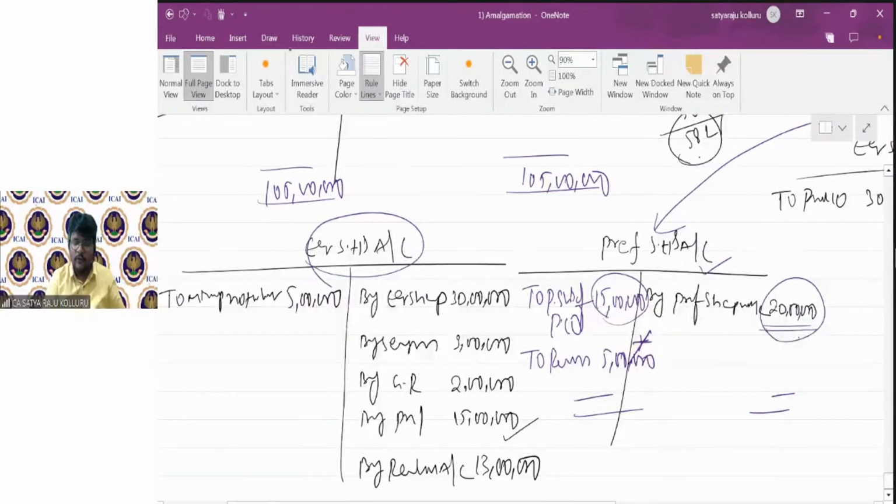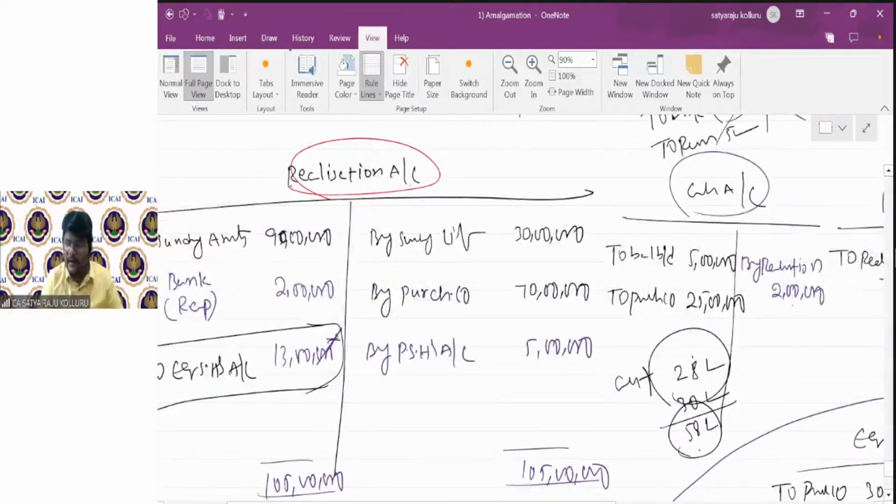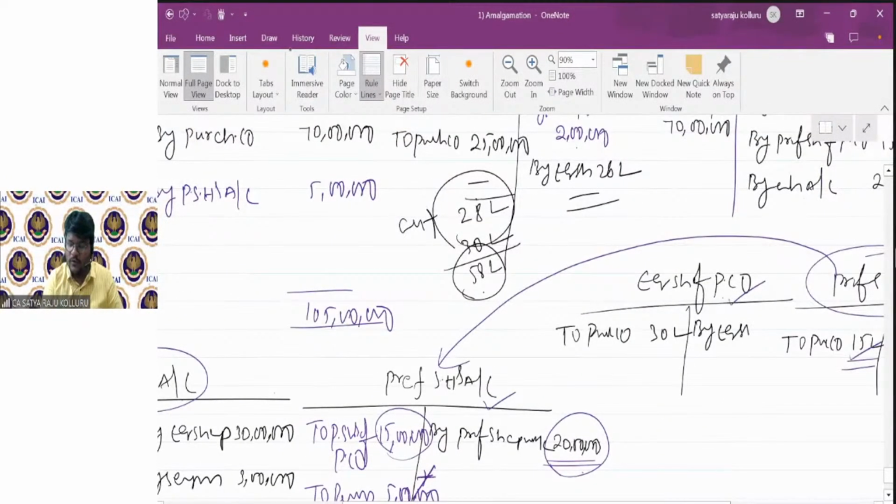Can we check? All of you, can you please make the sum of the credit side first? 30 lakhs plus 3 lakhs plus 2 lakhs plus 15 lakhs plus 13 minus 5. 58 lakhs exactly. To balance that 58 lakhs, I am paying in the form of cash 28 lakhs, and in the form of equity shares of the purchasing company, 30 lakhs. If the liquidator distributes like this, then equity shareholders account got closed. Once you settle the cash, then cash by equity shareholders, 28 lakhs, and the cash account got closed. If you are distributing the equity shares of the purchasing company, here by equity shareholders account, 30 lakhs, this is also closed. Now all accounts got closed.